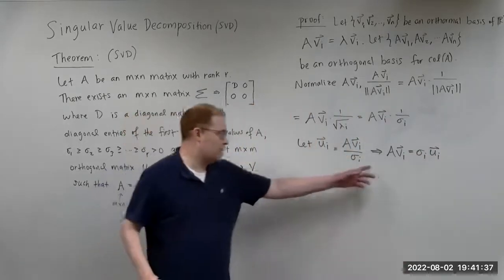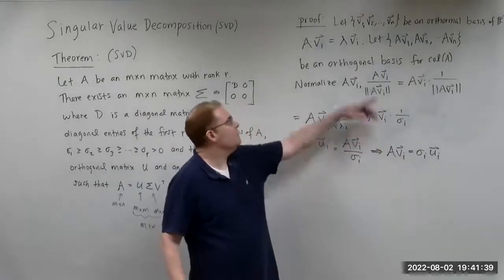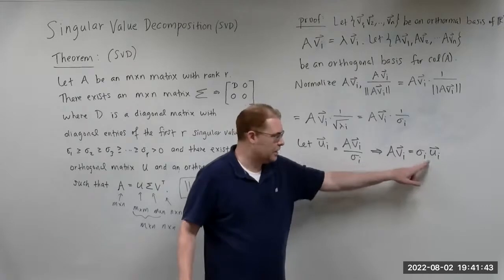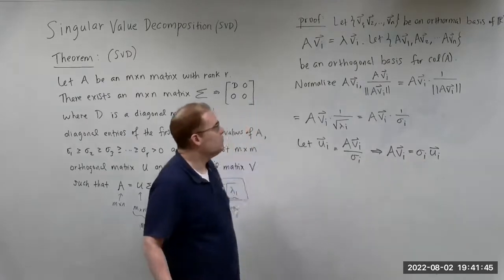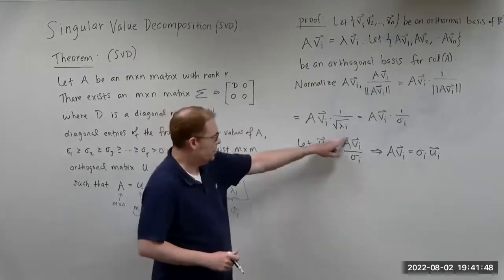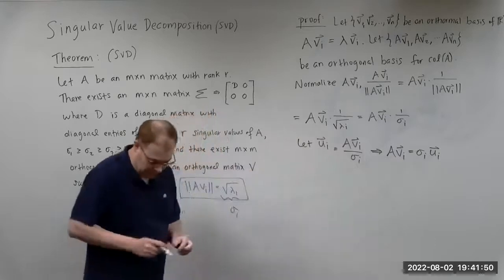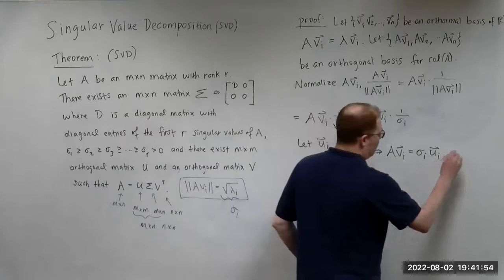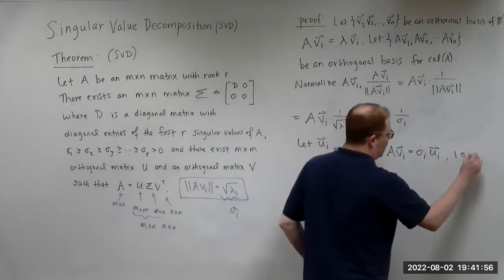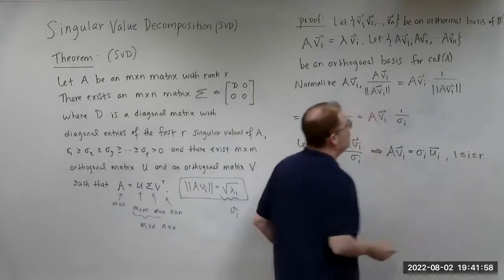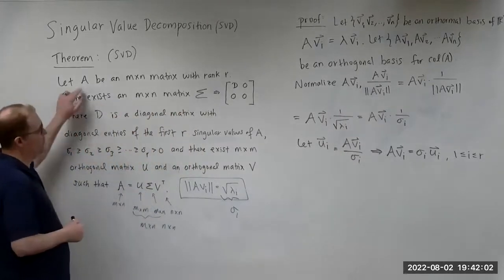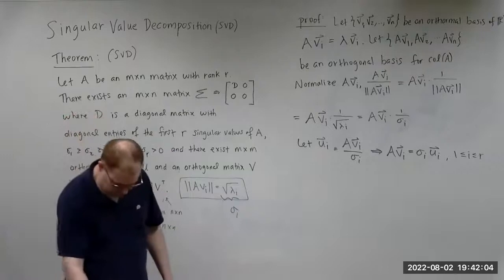All right, so we have the matrix operating on V, where V is coming from here, and this is equal to sigma, a scalar, times U, which is this. That's true from 1 to R, where R is the rank of the matrix that we're given.